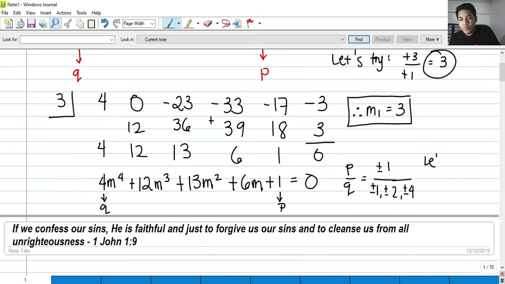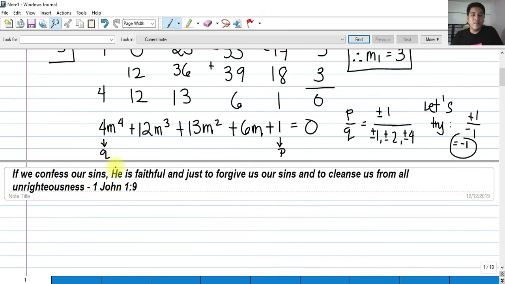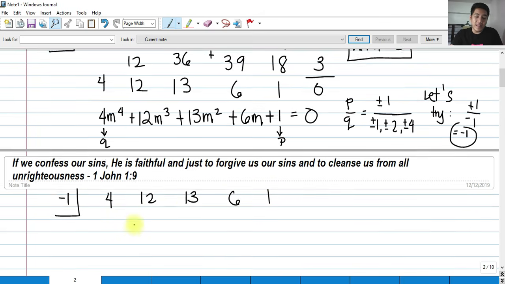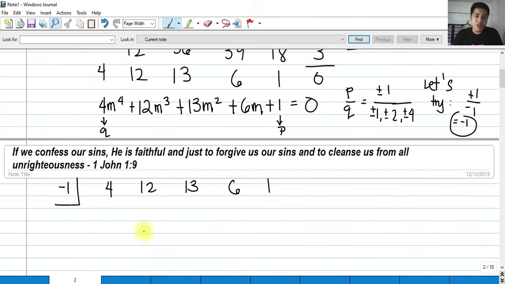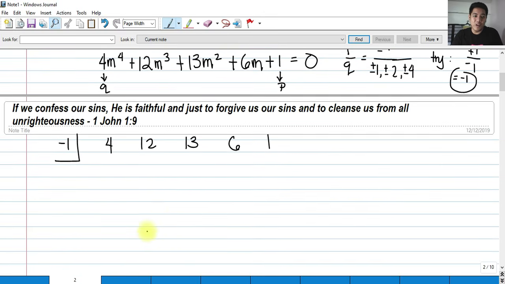So what are we going to do? Again, let's try, let's say, positive 1 over negative 1. So that is negative 1. So we can divide this by negative 1. So get the coefficients again. So 4, 12, 13, 6, and the constant 1. And let's see if we divide this, we'll be able to get a 0 remainder.